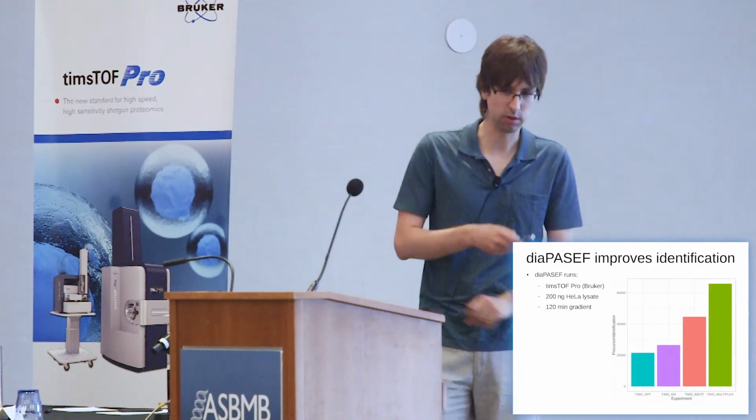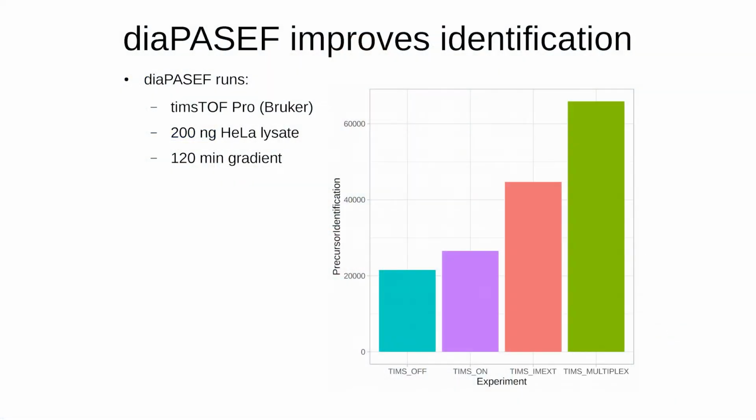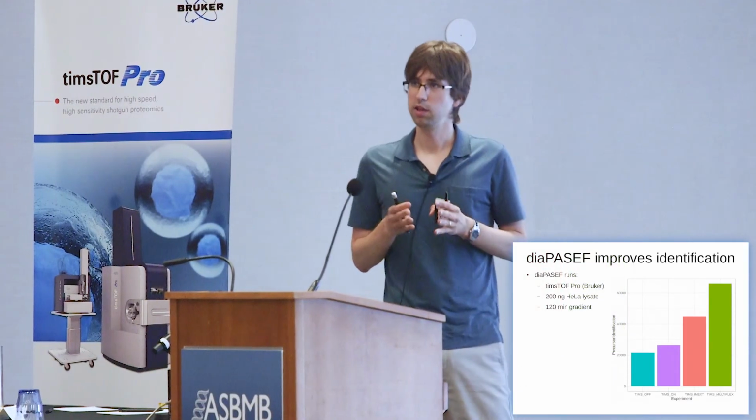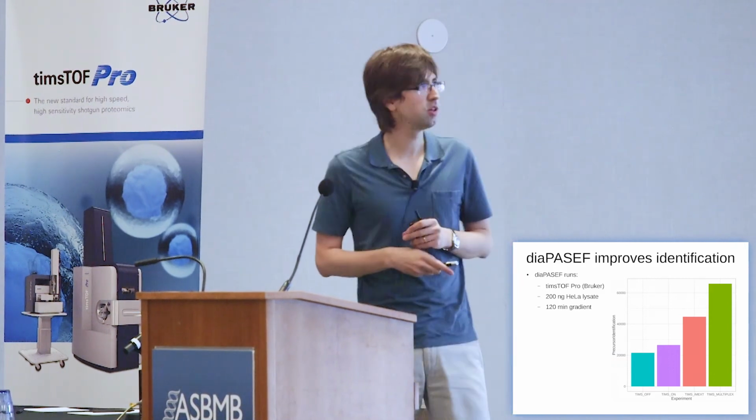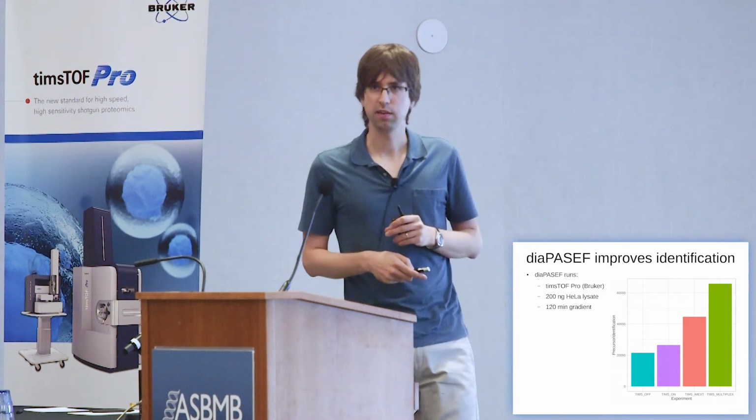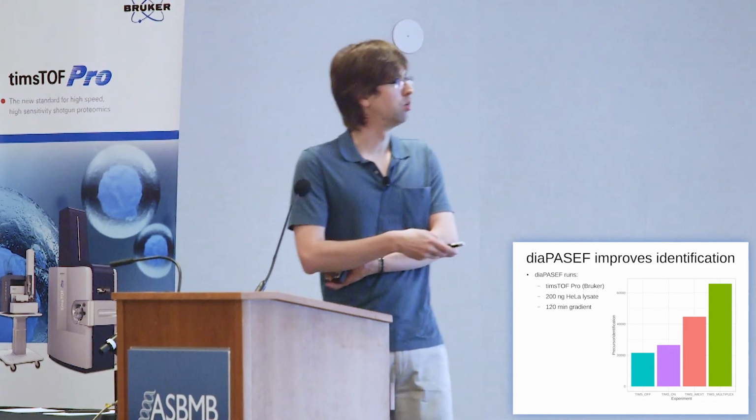So when we do that on our HeLa cell lysate, here acquired on a timsTOF Pro in Martinsried, we used a 200 nanogram HeLa cell lysate injection on a 120-minute gradient. One of the things we realized is the drastic increase from the individual components that I've presented today. When we started out with our initial experiment, where we basically ran the experiment without any ion mobility separation, we got a decent number of peptides identified, but nothing to write home about.